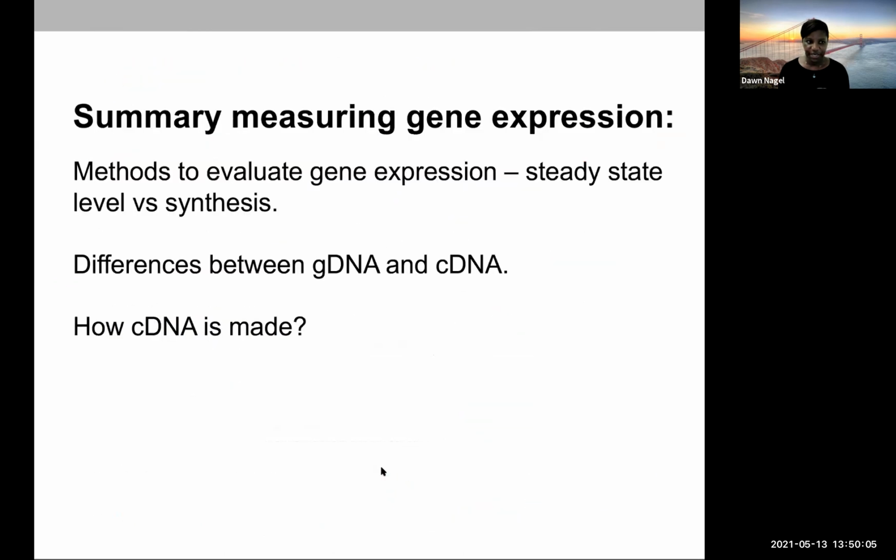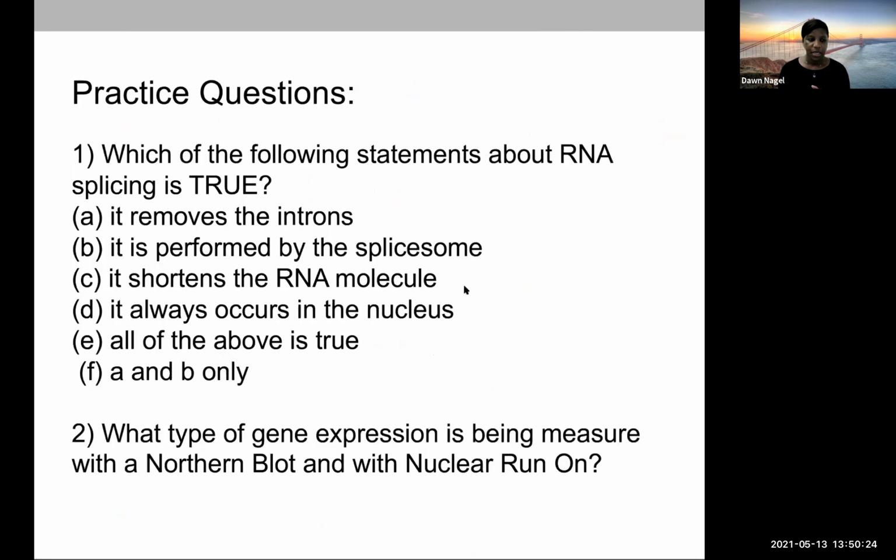I want to summarize understanding the methods, right? Understand the difference between the steady state level versus not, and some of the differences between genomic DNA and cDNA. We talked about that, right? One has introns, the other doesn't, yeah?